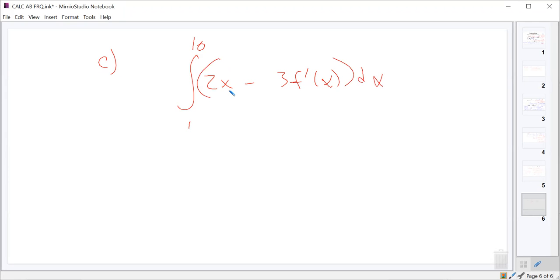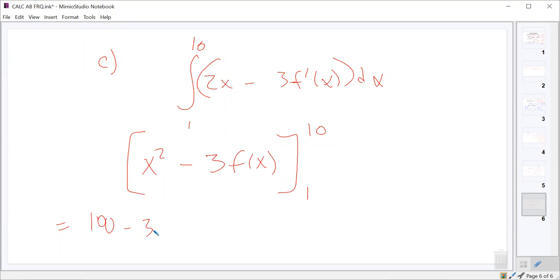Okay, so first off, to find the integral of that, you just got to integrate it. So the integral of 2x is x squared. The integral of 3f prime of x is 3f of x, since the integral of f prime is just f, and the 3 is just a constant multiplied by it. And so then we're evaluating this from 1 to 10, which gives us 100 minus 3f of 10 minus 1 minus 3f of 1.